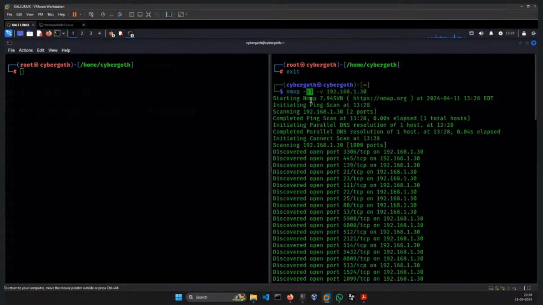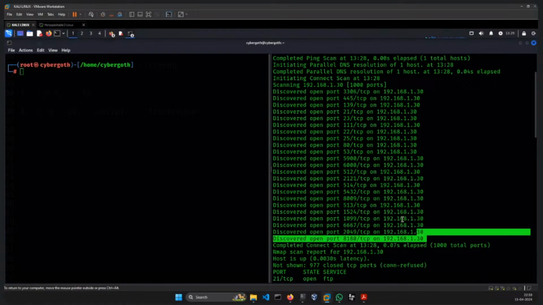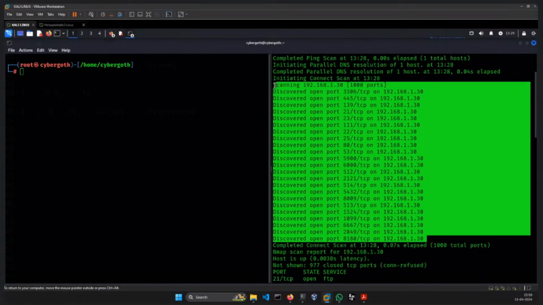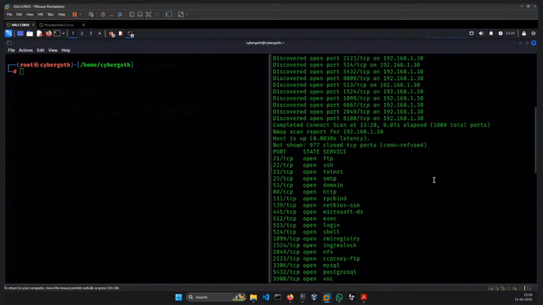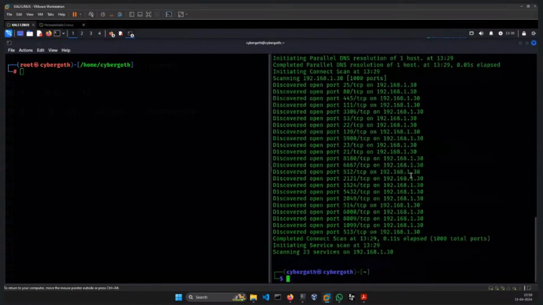Can anyone tell me what this represents? This T is for TCP. So this was a TCP scan for this IP address, and it seems the scan was very fast. Usually, when you are doing a TCP full scan, the three-way handshake takes a little bit of time. You can see these ports are open. In certain cases this might show some false positives also, so keep that in mind. And this brought us the services as well.